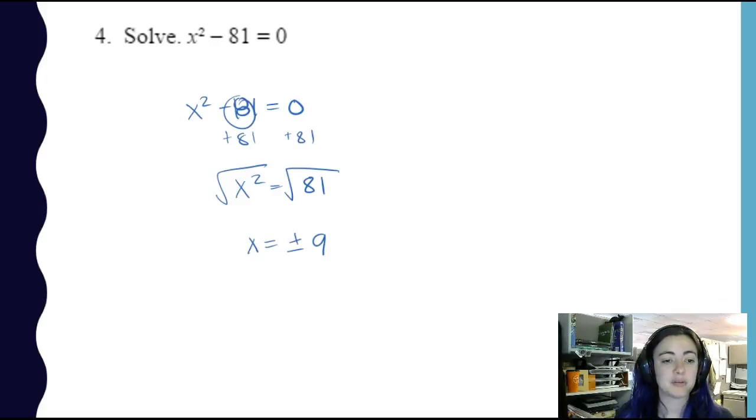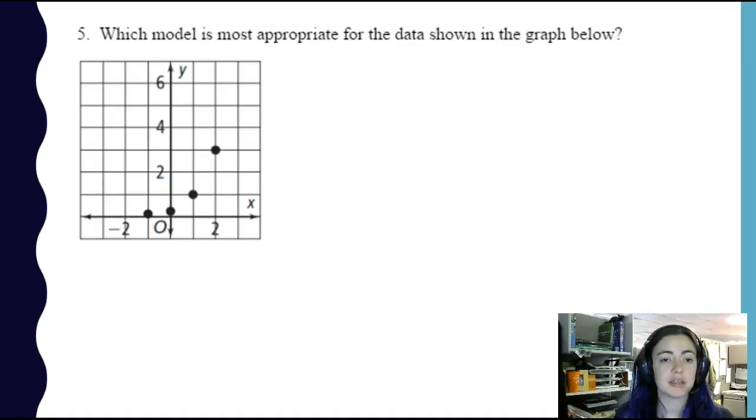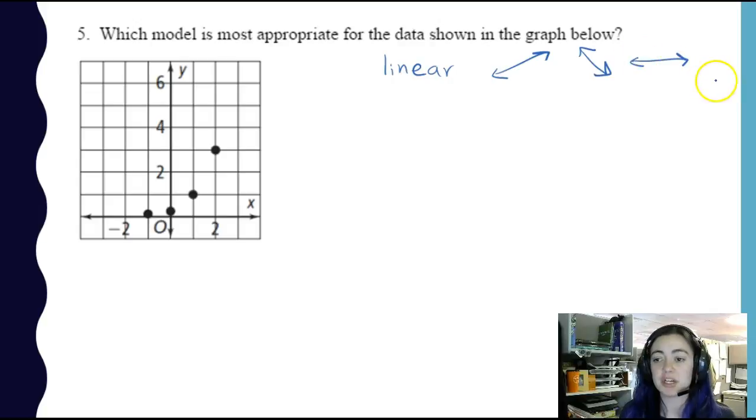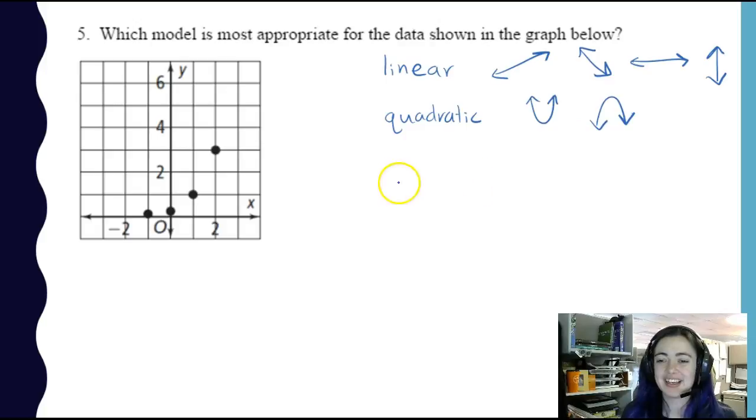Alright, the next problem here is number 5. Which model is appropriate for the data shown in the graph below? We've kind of covered some main ones. We've covered linear. Those look like straight lines. They can be positive or negative slope, zero slope, undefined slope. We talked about quadratic. Those I think of as looking almost like U's. We've talked about exponential. Sometimes I think of those as like J's.